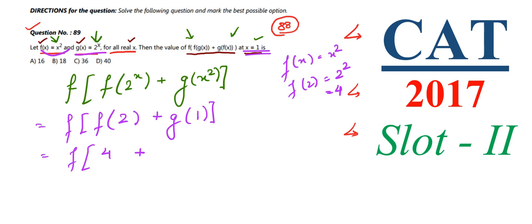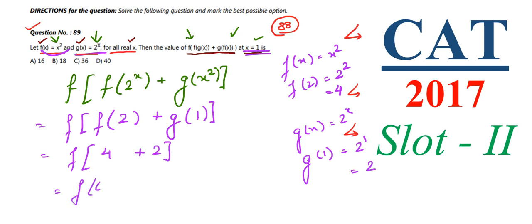Here we have been given that g(x) is equal to 2 to the power x. Now if we have g of 1, so this will be 2 to the power 1, which will give us 2. So this will be 2. So this will be f of 6.